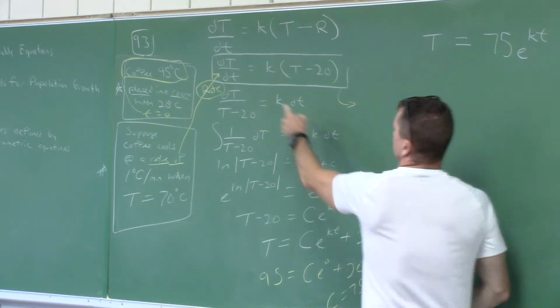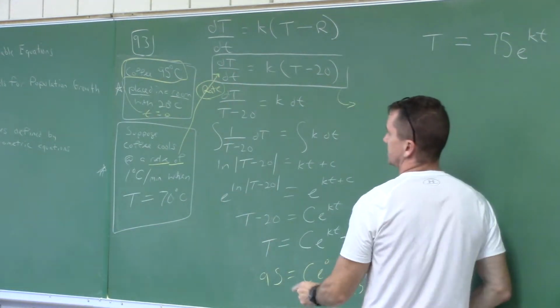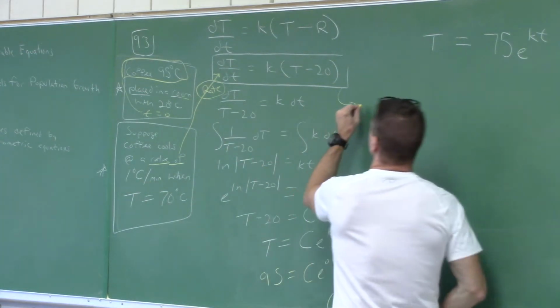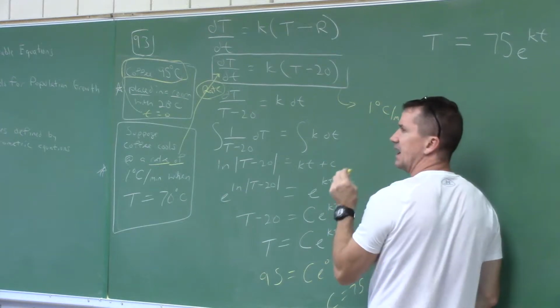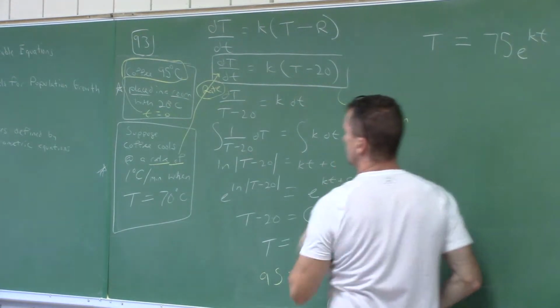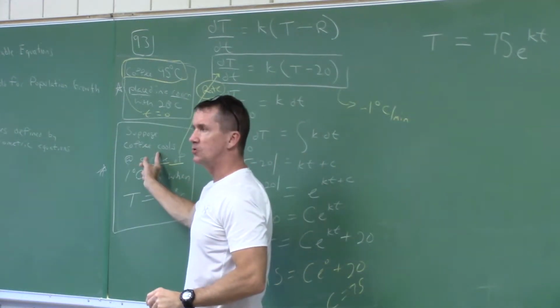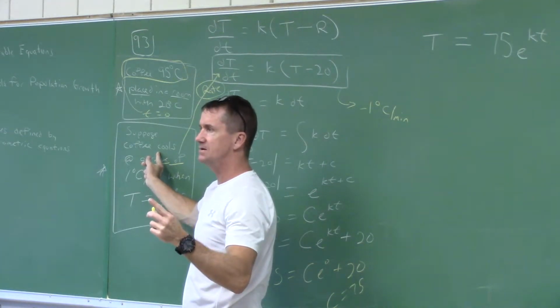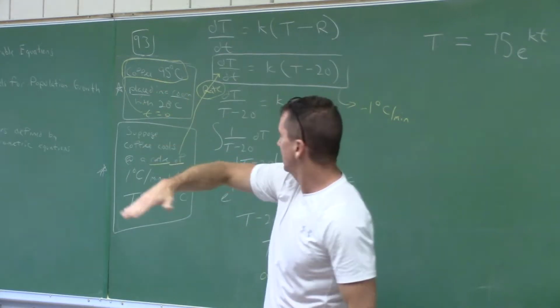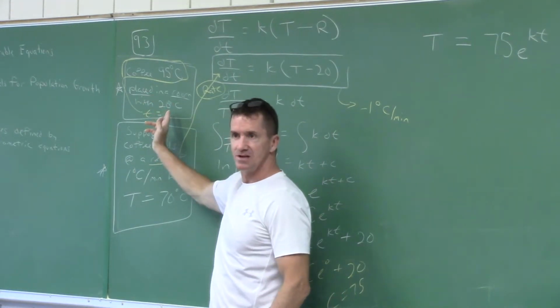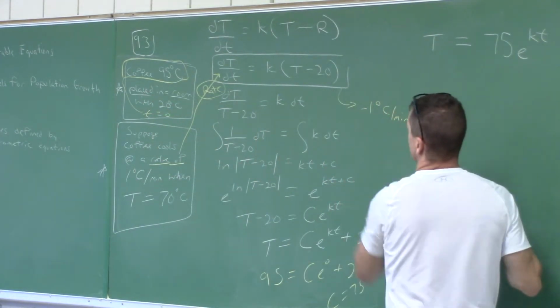Let's find k. What would this be? What's the rate of change of the temperature? 1 degree Celsius per minute. Ooh, but it's cooling. Positive or negative? Negative. They said coffee cools, gets colder, right? Hot and cold, it's dropping. It's dropping in temperature, 95 approaching 20. I'm going to put a negative 1 degree Celsius per minute.